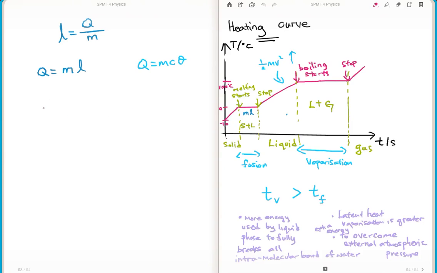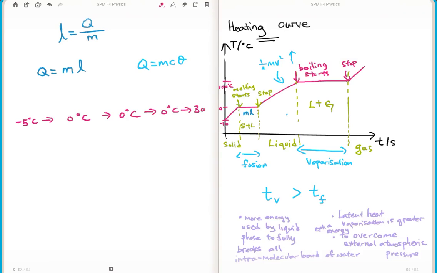So let me give an example. The scenario you need to choose from the question. Maybe initially it says it's -5 degrees C. Heat it up, temperature increases up to 0 degrees C. Then at 0 degrees C, it takes some time. Then temperature rises from 0 degrees to room temperature.